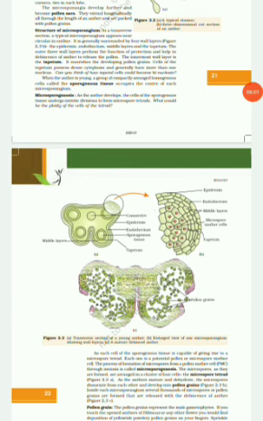In the transverse section, a typical microsporangium appears nearly circular in structure. It is generally surrounded by four wall layers. The outer is the epidermis, then we have the endothecium, then the middle layer, and then the tapetum.